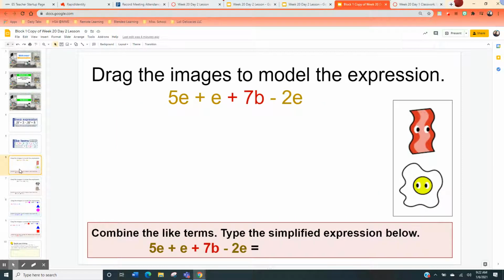Let's go ahead and look at our first problem. Remember, you're going to have some problems to do on your own today. So I would make sure you write this one down in your notebook.